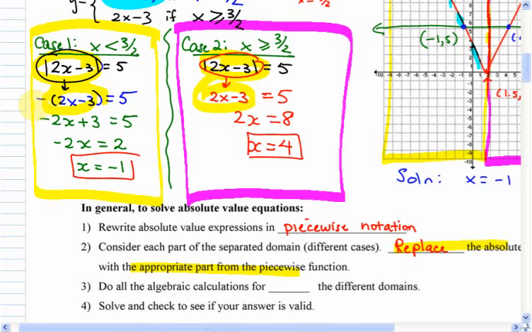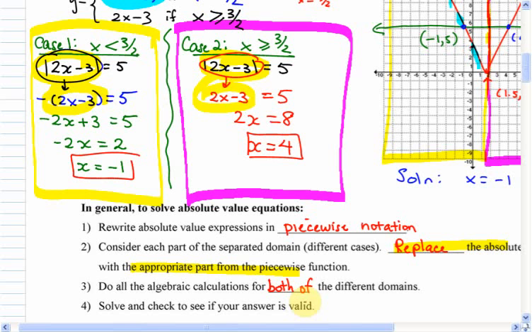Then what's next? Do all the algebraic calculations for both of the different domains. And then you can solve. And I didn't check my answer, but you could check your answer by plugging it back in and making sure it's correct. Now, before you turn the page, just let me say one quick thing.